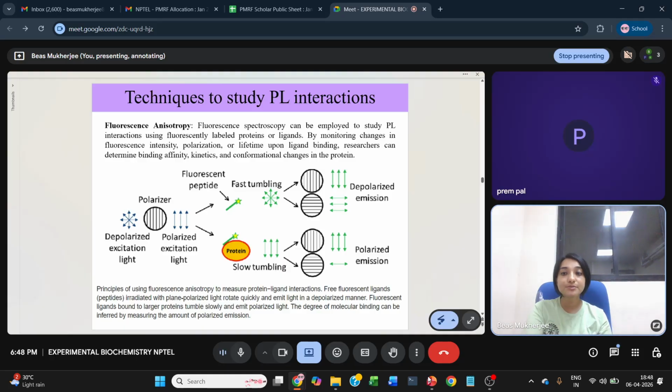Now the principle of using fluorescence anisotropy is to measure protein-ligand interactions. Free fluorescent ligands or peptides irradiated with plane polarized light rotate very quickly and emit light in a depolarized manner. Initially all the light was here, later on all the light can be anywhere, right? The electric vector can be anywhere. Now fluorescent ligands bound to larger proteins tumble very slowly and emit more polarized light. The degree of molecular binding can be inferred by measuring the amount of polarized emissions.